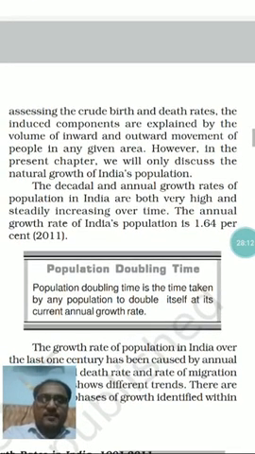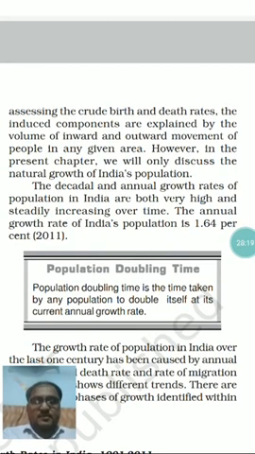Then the next concept is population doubling time. Population doubling time is the time in which population doubles itself. Okay. So what it means, it is defined here that population doubling time is the time taken by the population to double itself at the current annual growth rate.